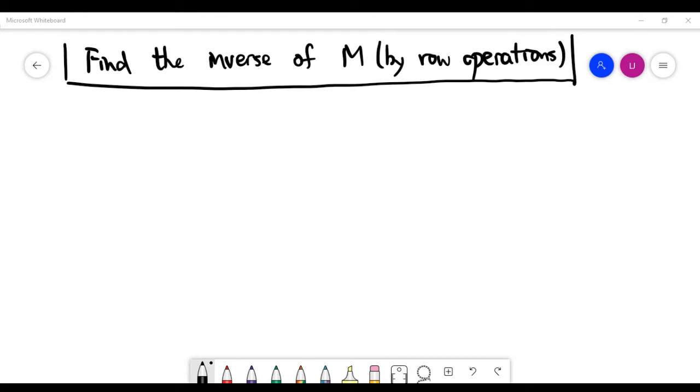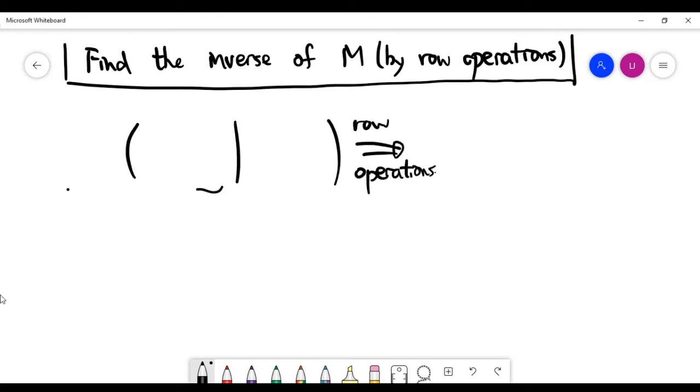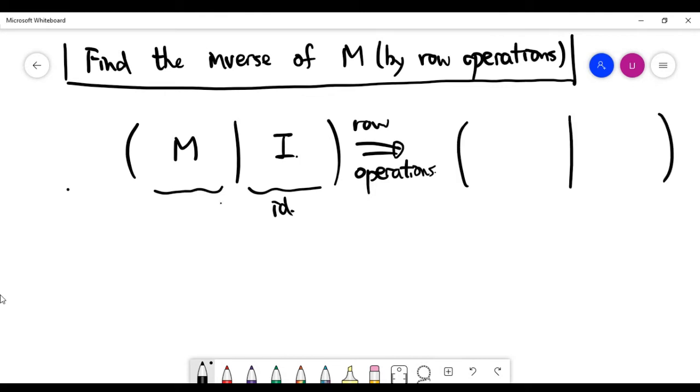And let's look at the following. Basically, the method is like this. In the first step, you put the square matrix M on the left-hand side, and the right-hand side is going to be another matrix of the same size as M, but it is the identity matrix. And you're asked to do lots of row operations to do some reductions on the numbers on the left-hand side, so that at the end, you are left with the identity matrix on the left-hand side.